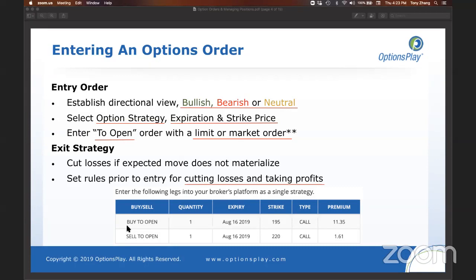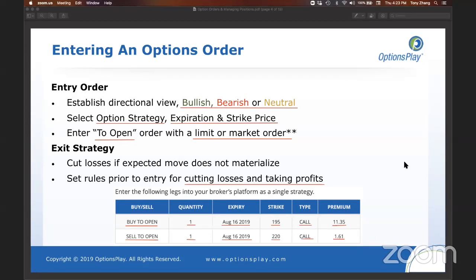So because this is an open strategy, what we do is we provide you with the details for each individual leg. We'll tell you whether the action is buy to open or sell to open, the quantity, the expiration date, the strike price, whether it's a call or a put, and the premium of that call or put. And then for multi-leg orders, you will have two legs. One will be a buy to open, and the second will be a sell to open. You will also have a quantity, an expiration date, a strike price, call or put, and a premium.